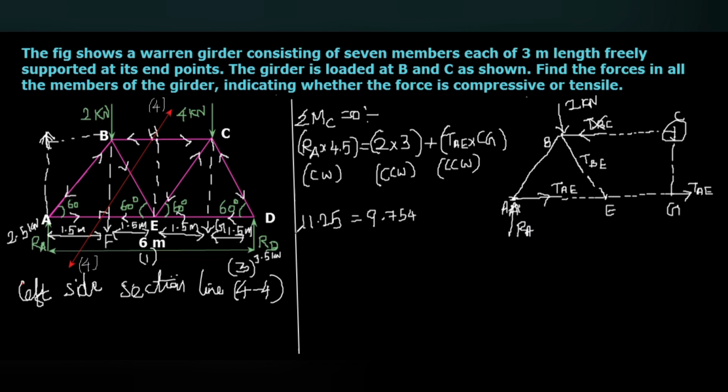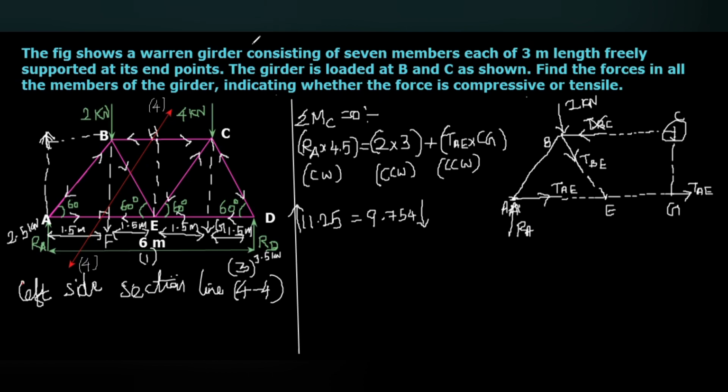Here you can see this clockwise moment is larger than the counterclockwise moment. So the moment made by that unknown force TBE should be in counterclockwise direction. Here there are two possibilities. If it acts towards B, then TBE sine 60 will be upward, and you will again get clockwise. So it should act away from the point B, that is outwards from point B.